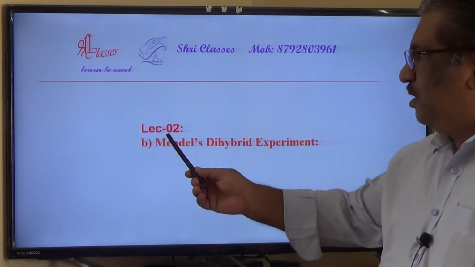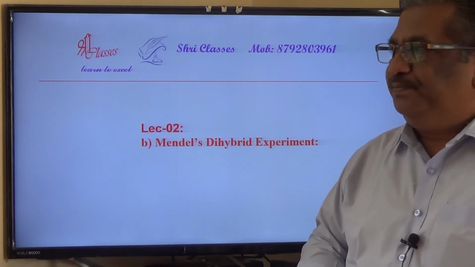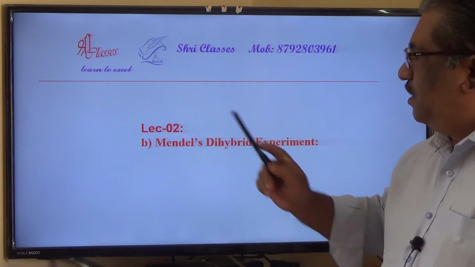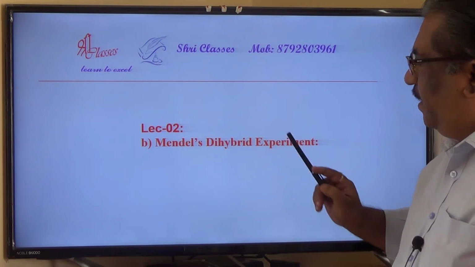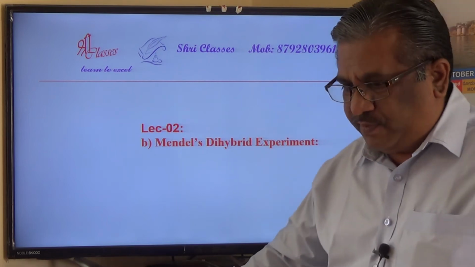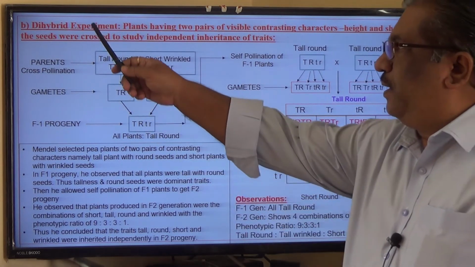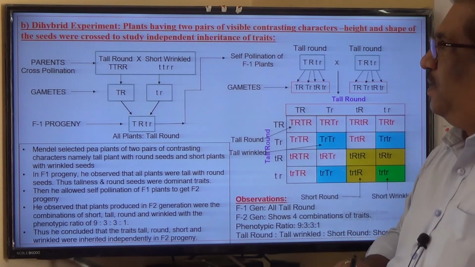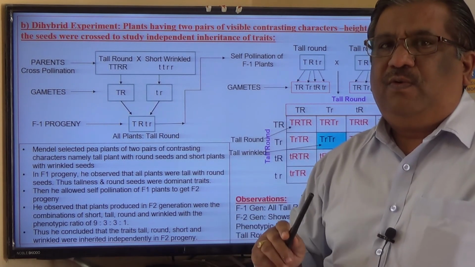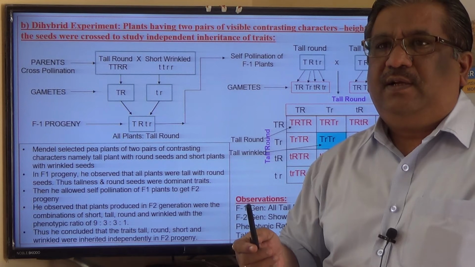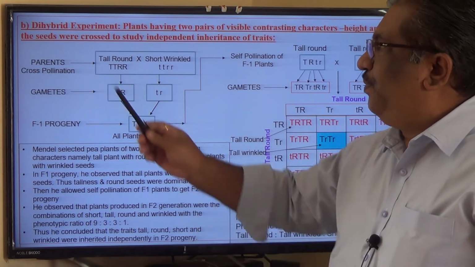We will begin lecture number 2 in heredity and evolution. In this lecture, let us have a look at Mendel's dihybrid experiment. Dihybrid experiment, as the name suggests, di means two contrasting visible characteristics or characters.